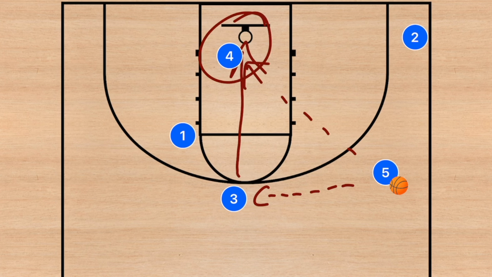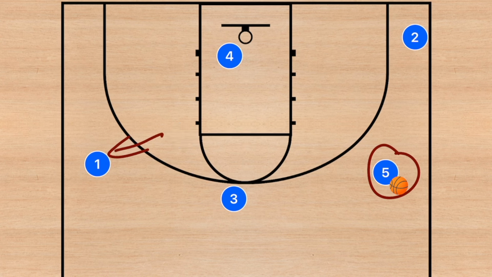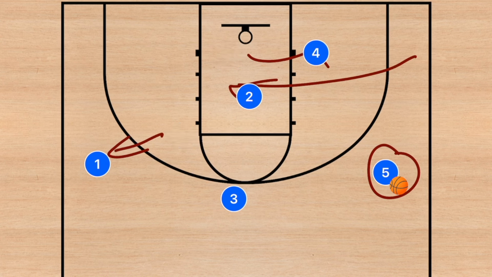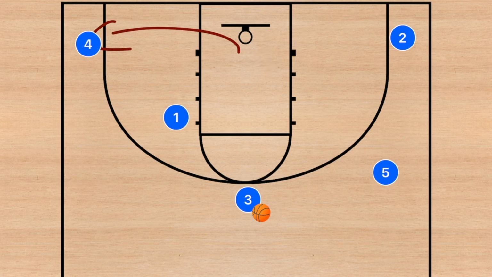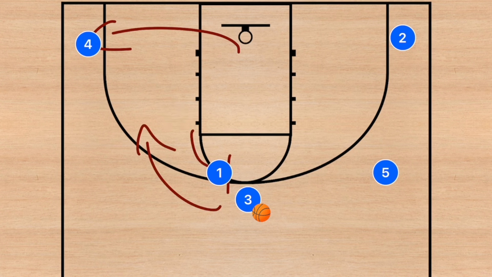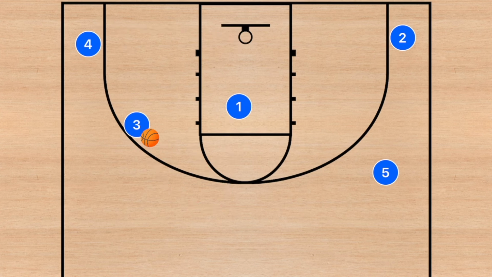Now, in the whole idea of if this, then that, if player 5 doesn't have anybody open, player 1 clears out, and player 4 continues to set that back screen for player 2, and player 2 cuts. He may be open. Now, if we go back, and let's say player 3 gets that ball, we would want player 4 to clear out to the opposite side, and player 1 to set that screen for player 3. Player 3 then uses that screen, and we now have a lot of different options.